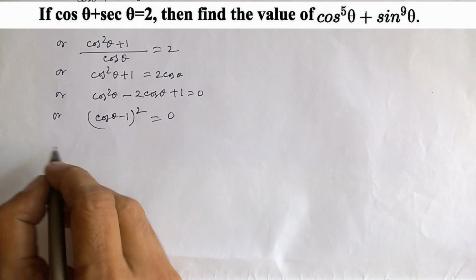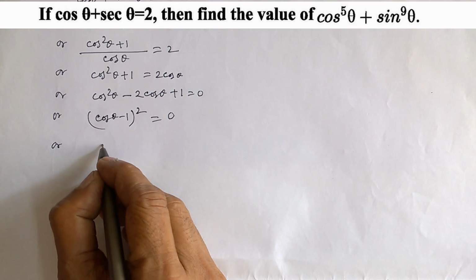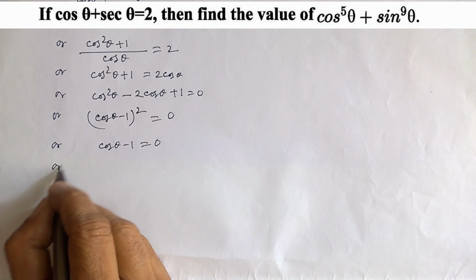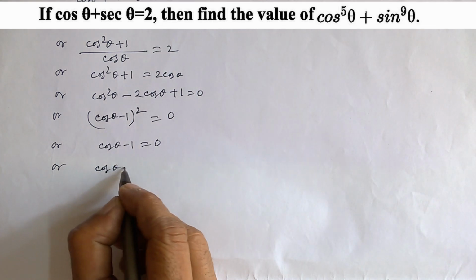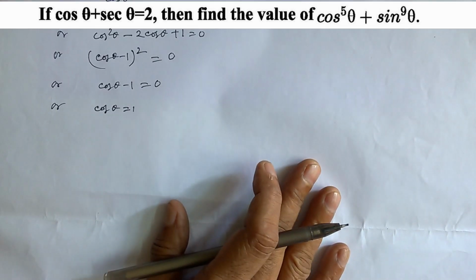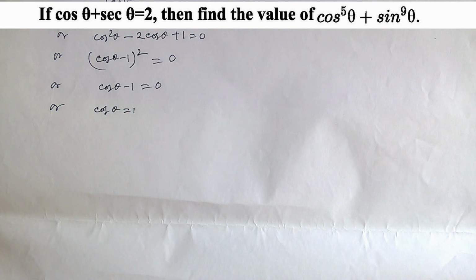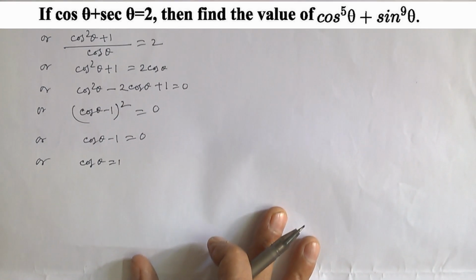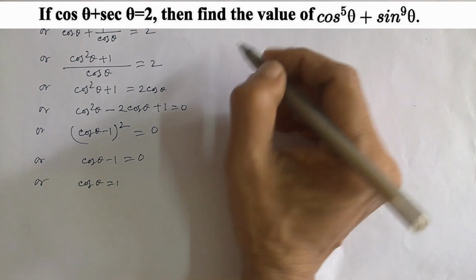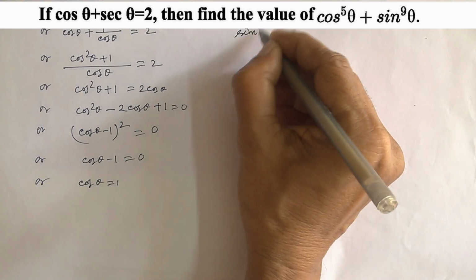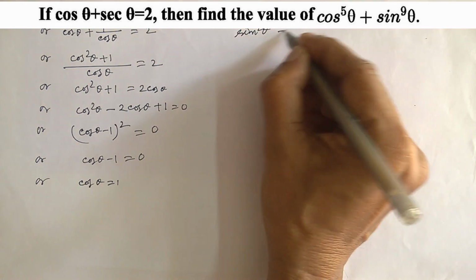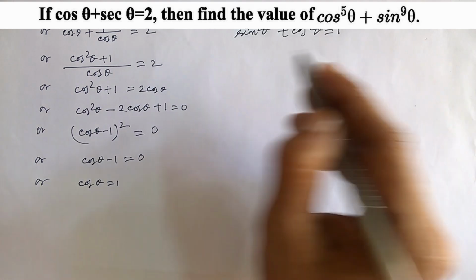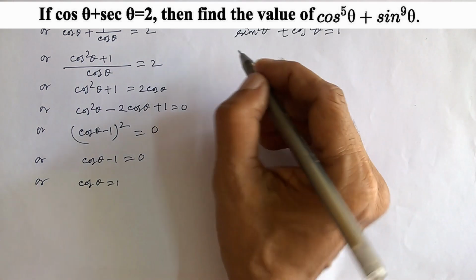So obviously cos theta minus 1 is equal to 0, or cos theta is equal to 1. So we have got the value of cos theta. We need to find now sin theta. To find sin theta, we use sin square theta plus cos square theta is equal to 1. This is from the trigonometric formula.